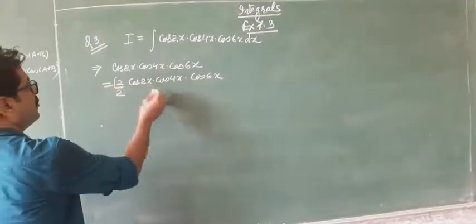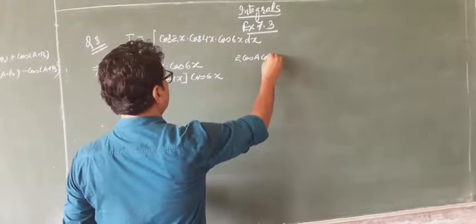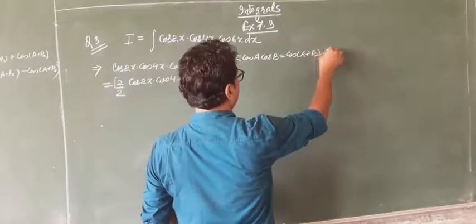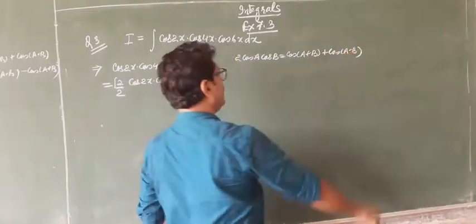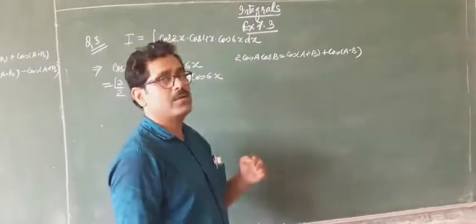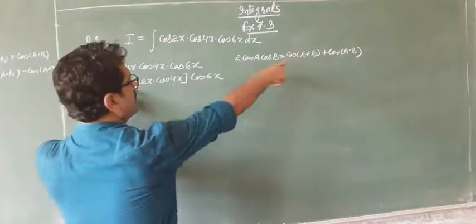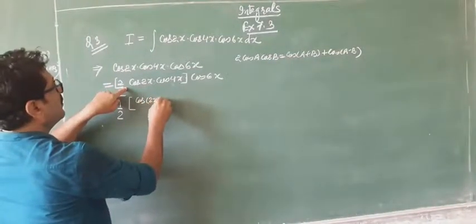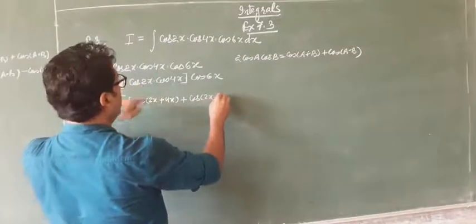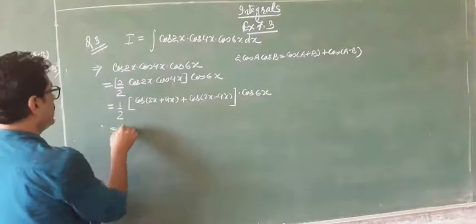So we take 2 cos 2x cos 4x, and we know that there is a formula: 2 cos A cos B is equal to cos of A plus B plus cos of A minus B. So this is 1 by 2, cos A plus B means cos of 2x plus 4x, plus cos A minus B, so cos of 2x minus 4x, into cos of 6x.